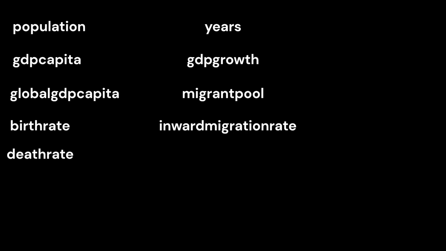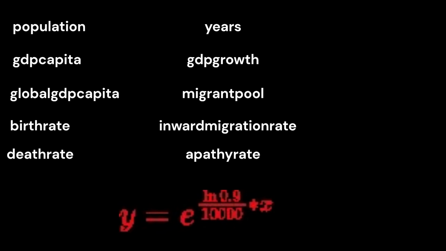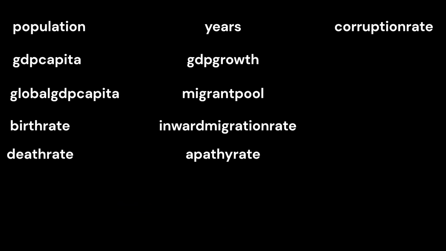Inward migration rate, the GDP per capita of our country divided by the global GDP per capita to give a migration rate based on GDP. Apathy rate, first theorized by Hughes, an exponential decay function based on GDP per capita, leading to a decline in birth rates over time. Corruption rate, the amount of corruption in the economy, randomly generates a floating point number between 0.99 and 1.01.